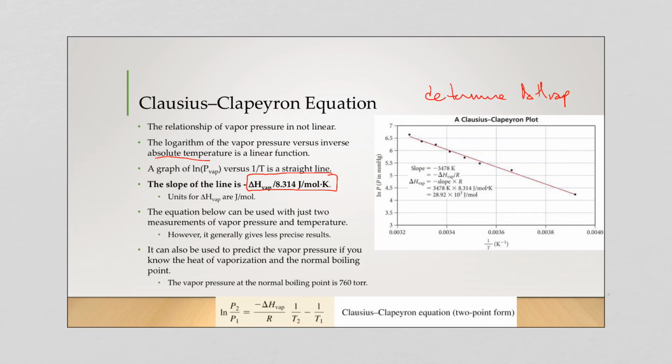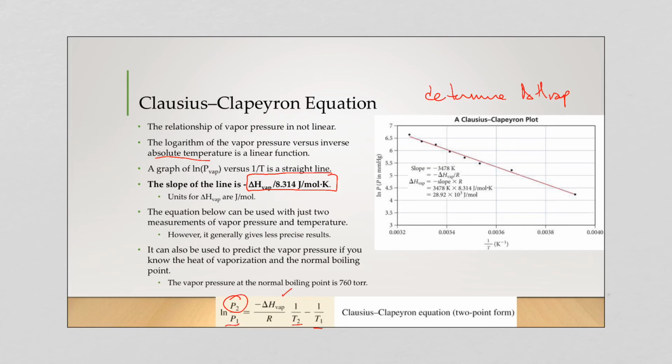Now, more commonly, since we can probably look up the delta H of vaporization, we use the 2-point equation to calculate the vapor pressure at some given temperature. So if we know the vapor pressure at one temperature, P1 and T1, and we pick another temperature, T2, we can use this equation to calculate P2.